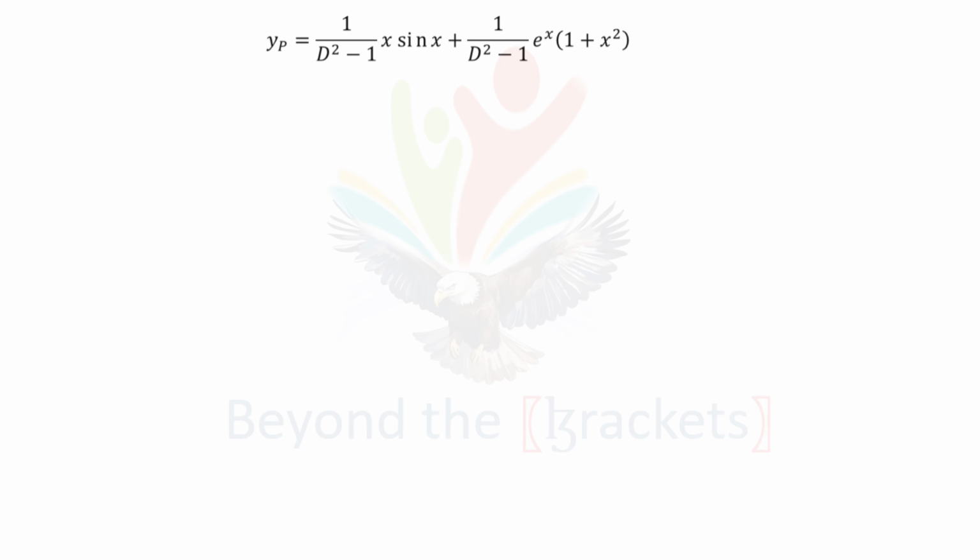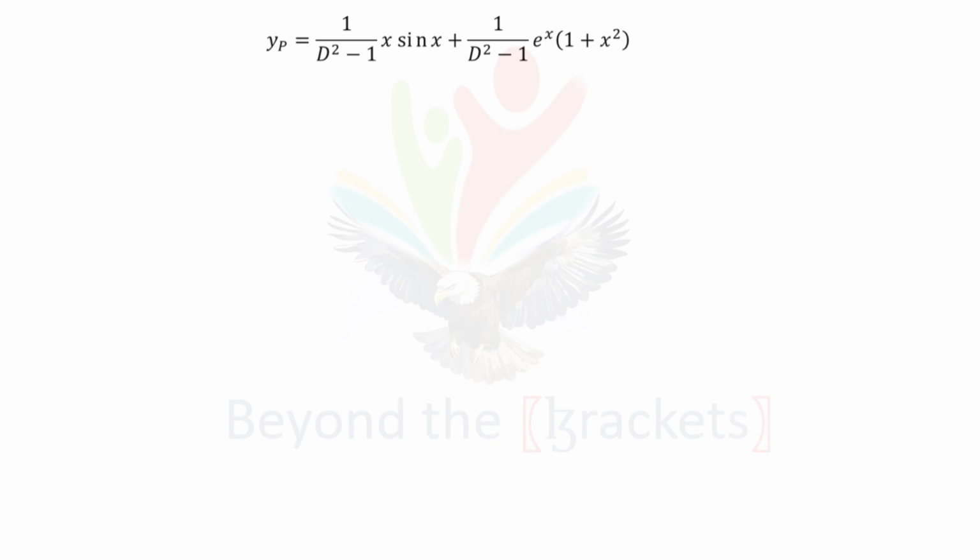Here the first term of the RHS has x, that is type 3, and sin x, that is type 2. So multiplication of that will be type 5. The second term of the RHS has e power x multiplied by the polynomial, that will be type 1 into type 3, that is type 4. So we'll solve both the types separately.